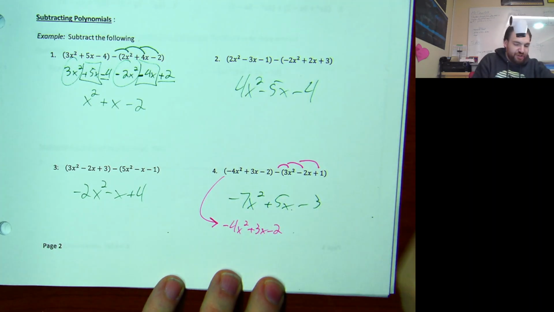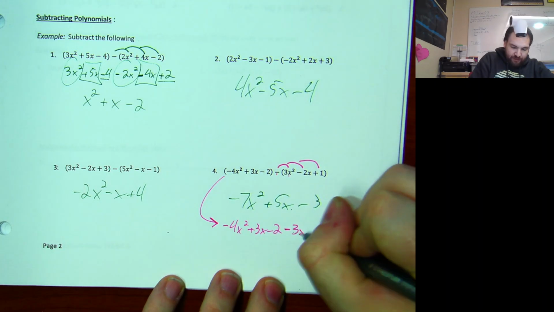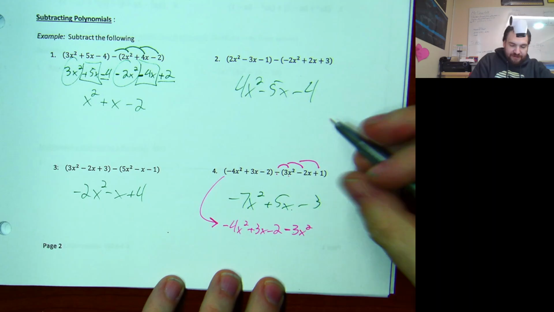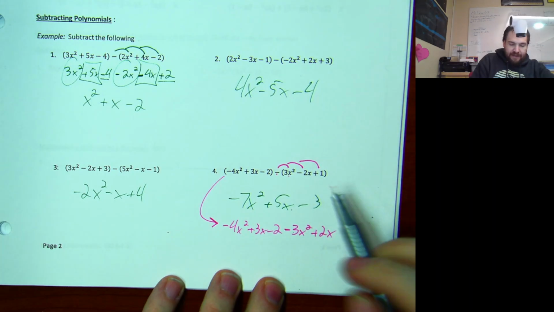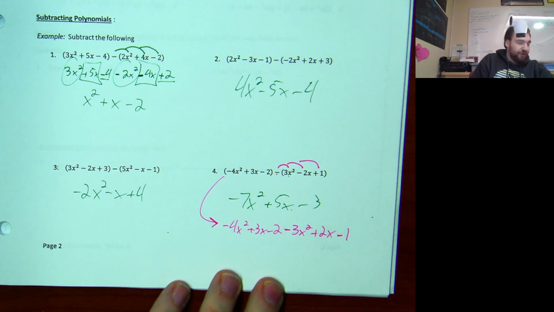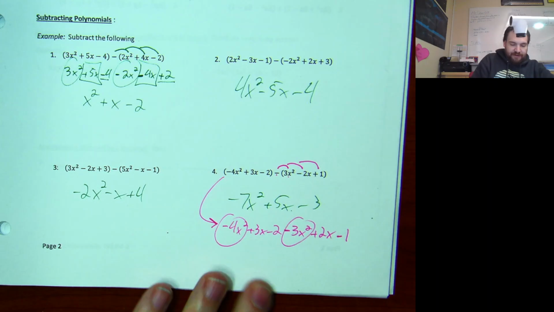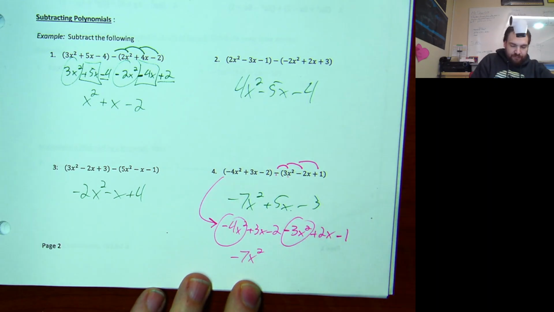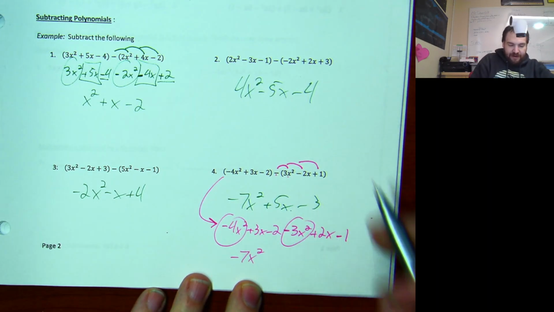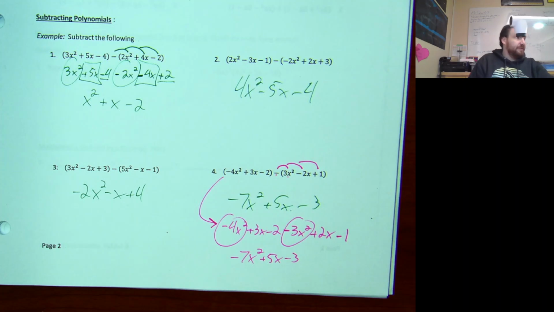The first polynomial doesn't change, but then we're going to have negative times 3x squared, so it's going to be minus 3x squared. Then the negative negative is going to give us a positive 2x, and then minus a positive 1 is going to give us minus 1. And now we're going to group. Negative 4x squared and negative 3x squared is negative 7x squared. 3x plus 2x is 5x. And then negative 2 minus 1 is negative 3. See the procedure there? Okay. So addition, subtraction, not too bad, yeah?